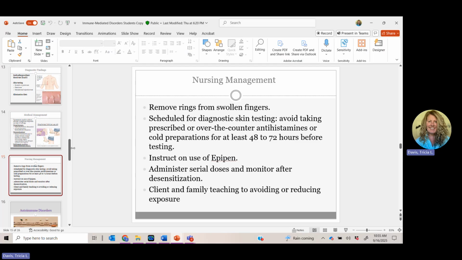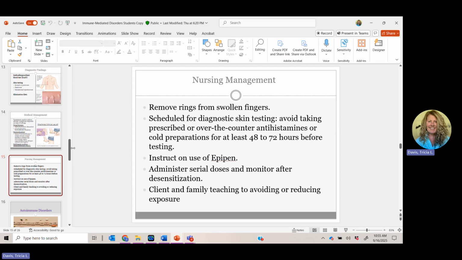All right, so nursing management. We need to know this because we're nurses, so we need to know what nurses need to do. Always educate our patients that if they think they're having a reaction to something, we want to remove their rings from their fingers, okay? We should be educating our patients that have allergies about this because we're worried about cutting off circulation if they start to have swelling.